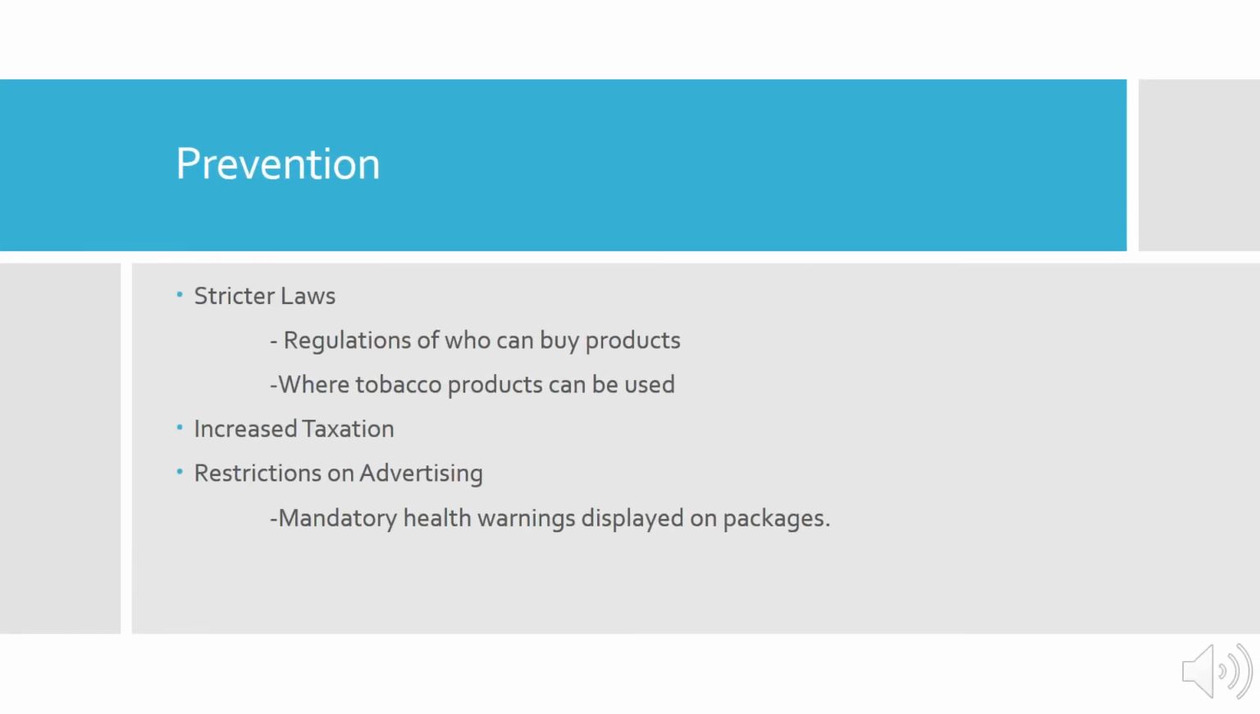Some ways to prevent tobacco use are to develop stricter laws, regulations of who can buy the tobacco products, and where tobacco products can be used, increased taxation upon those products, and restrictions on advertising, which would contain mandatory health warnings displayed on all tobacco products packages.